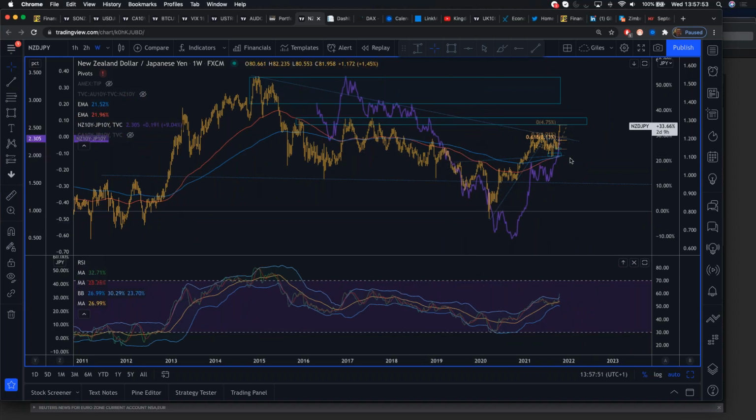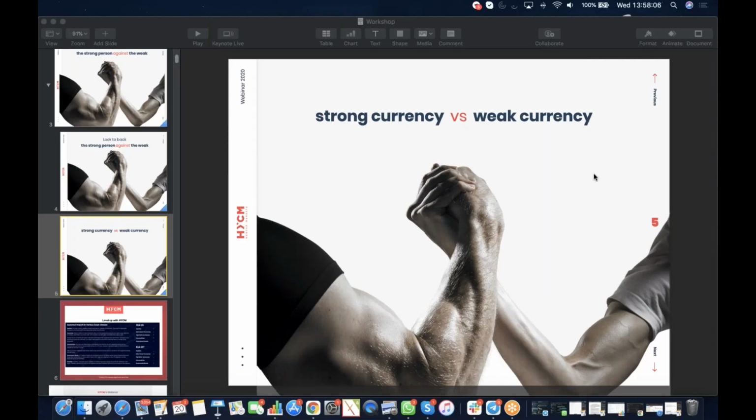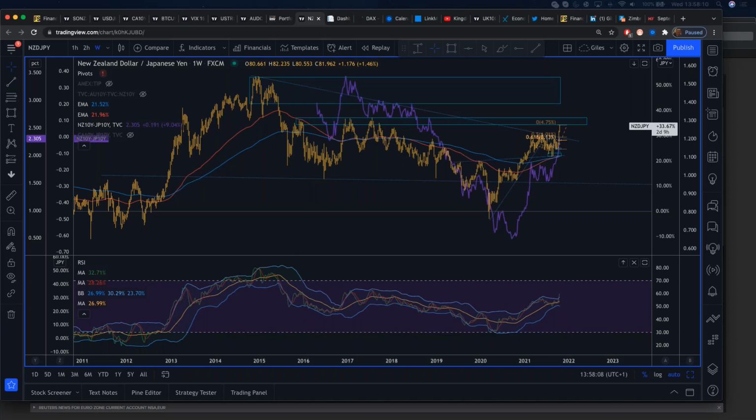So remember what we're trying to do here. We are trying to pair weakness against strength, okay? So go back to the main screen. You can see here, right? Here's the main screen, weakness against strength. Here we have an example, weakness against strength.